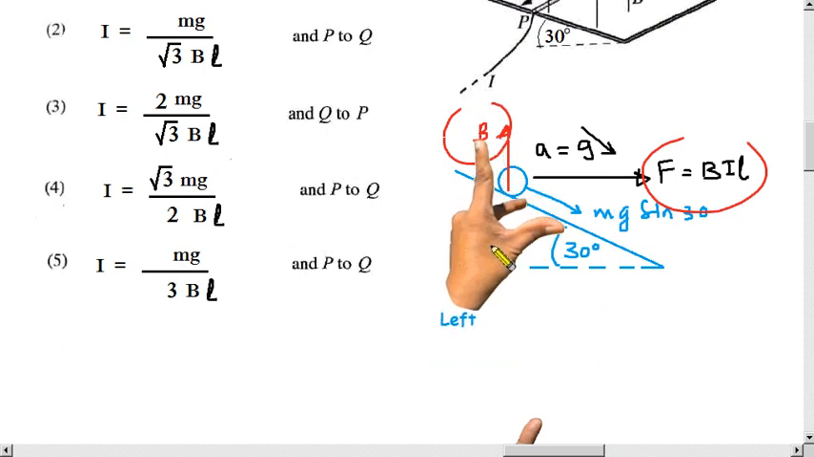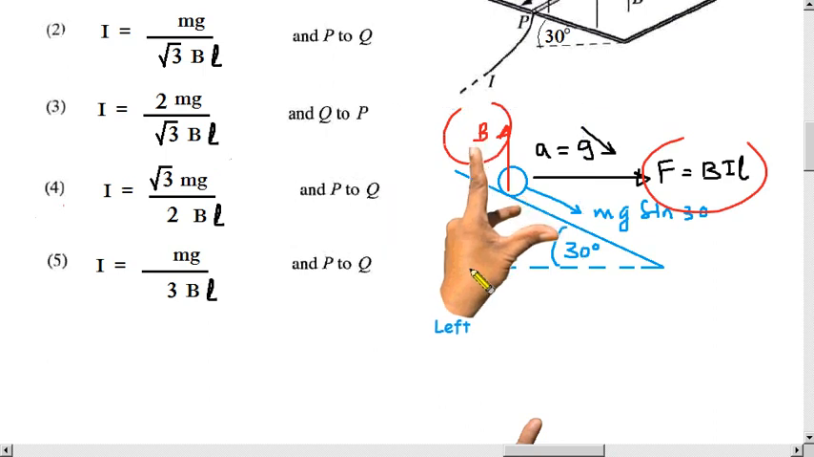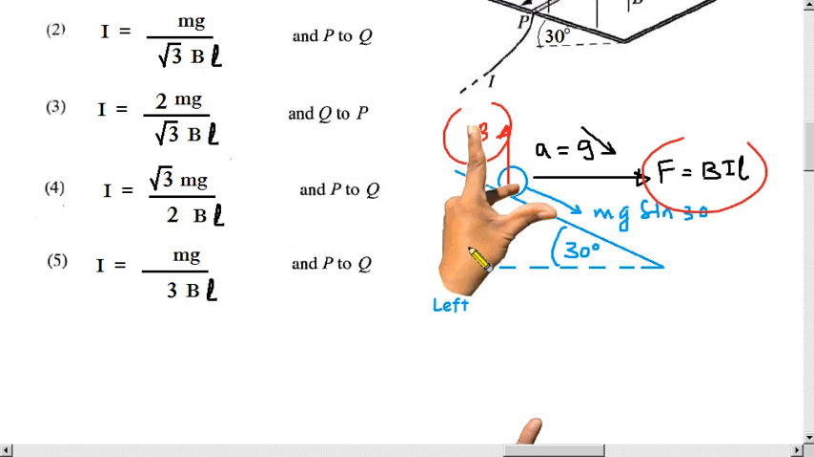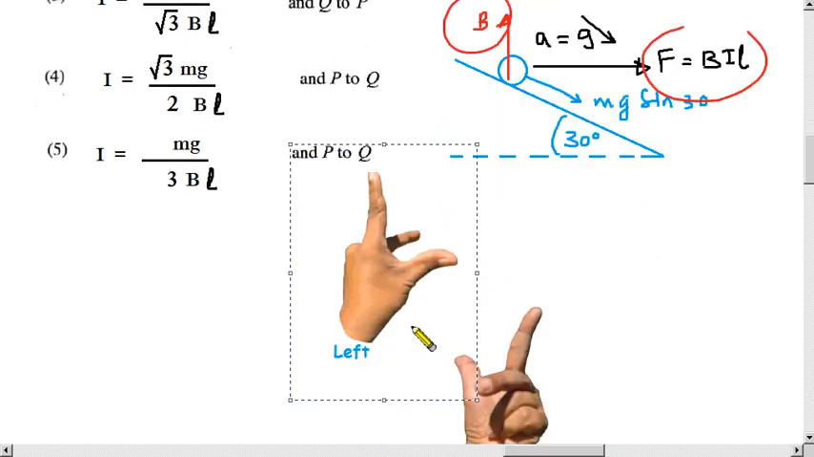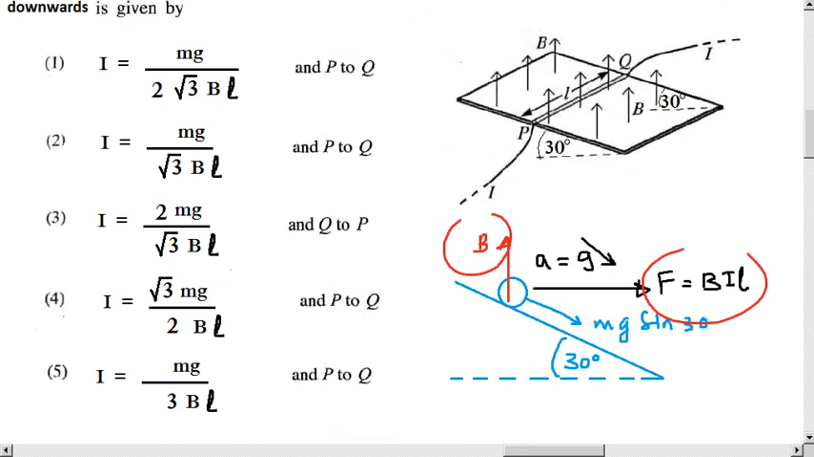Now look at the center finger. The center finger indicates the direction of the current. So it is into the paper. Now we know the direction of the current is into the paper. Therefore, let us draw a cross here, and also the letter P. So the current is going into P, then furthermore P to Q. P to Q is correct. The first step is done.